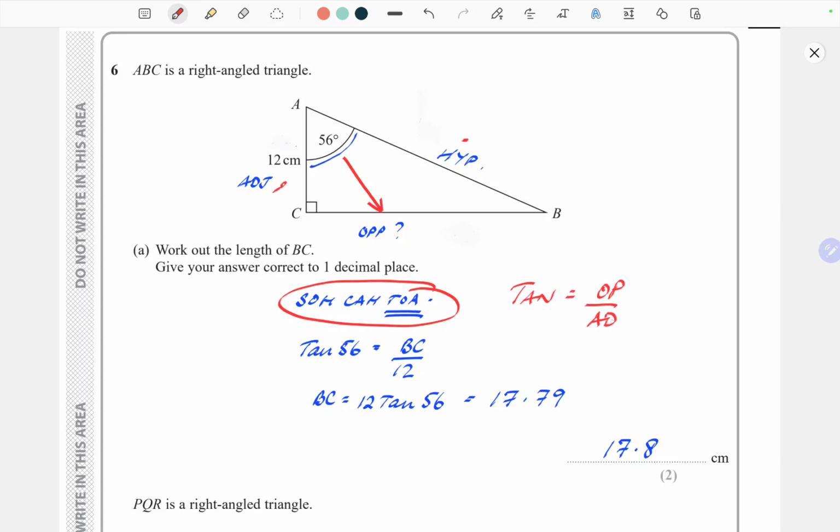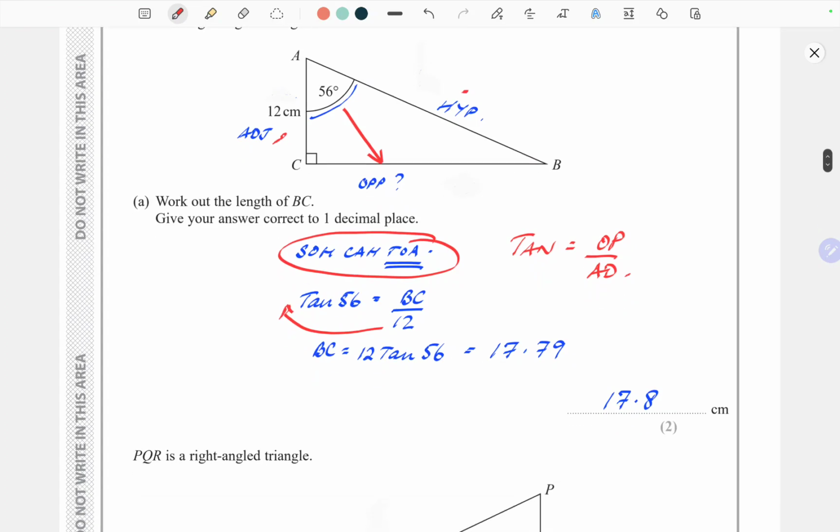Yeah, opposite over adjacent. All right, so throwing the number straight in, it works out best if you write it out this way first and then rework it. Tan 56 equals BC, the one that we're after, divided by 12, which is the adjacent. And so BC equals 12 times, so you just move the 12 over here, and 12 times tan 56 is 17.79 to one decimal place, therefore 17.8.